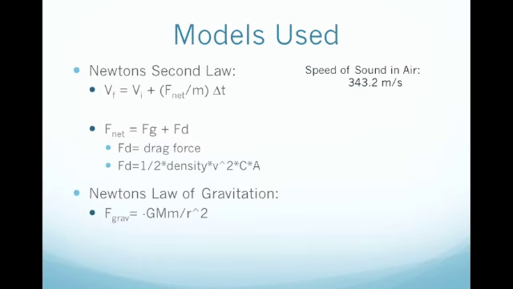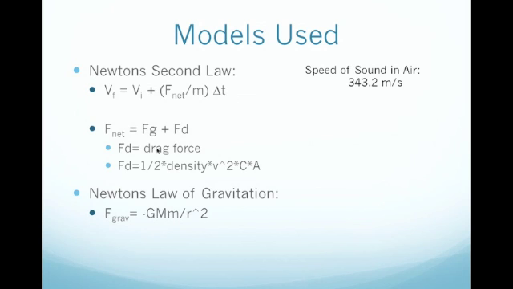In order to accurately replicate his jump, we're going to use quite a few different physics models. The first of which is Newton's second law, which states that his final velocity is equal to the initial velocity plus the net force divided by his mass times delta t. In this case, the net force is equal to the force from gravity plus the drag force.